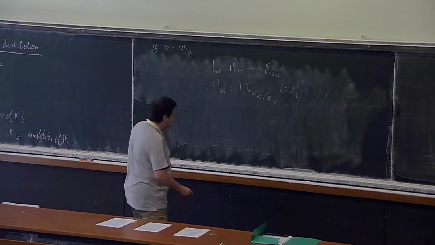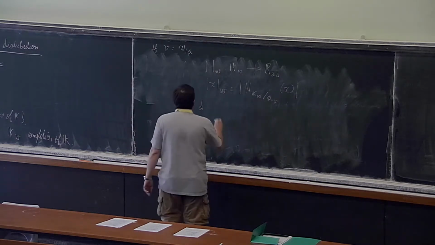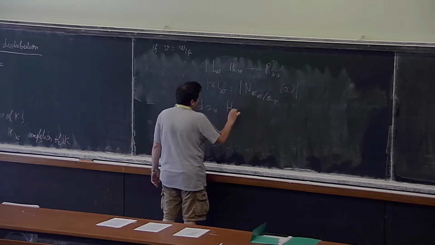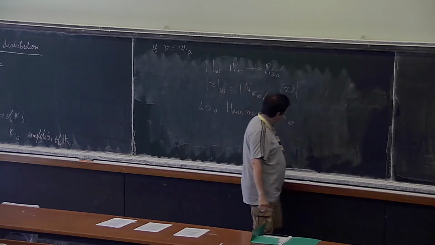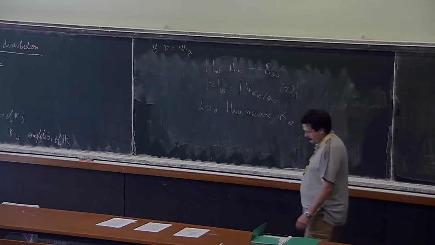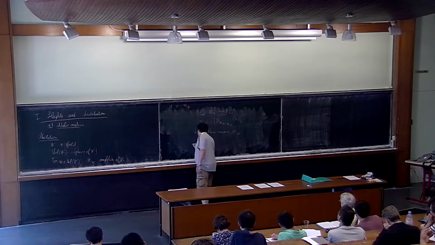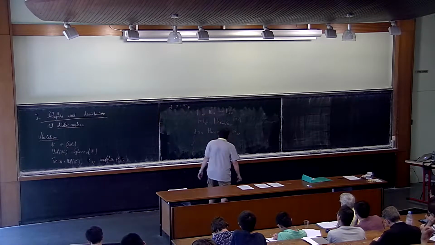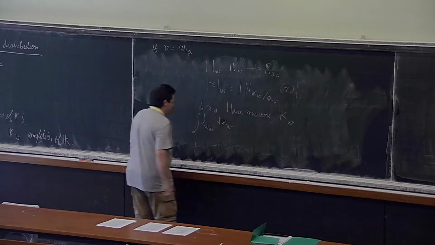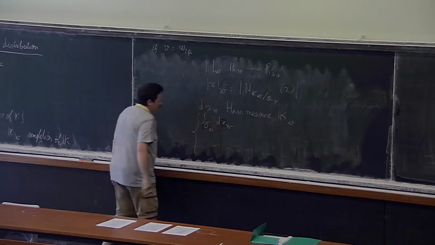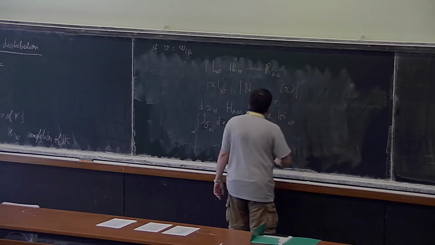If you look at the Haar measure on K_w, K_w is locally compact, so it has a Haar measure which is invariant under translation. I have to normalize it in some way. For example, I can normalize it by saying that the volume of the ring of integers is equal to 1 if w is non-Archimedean.